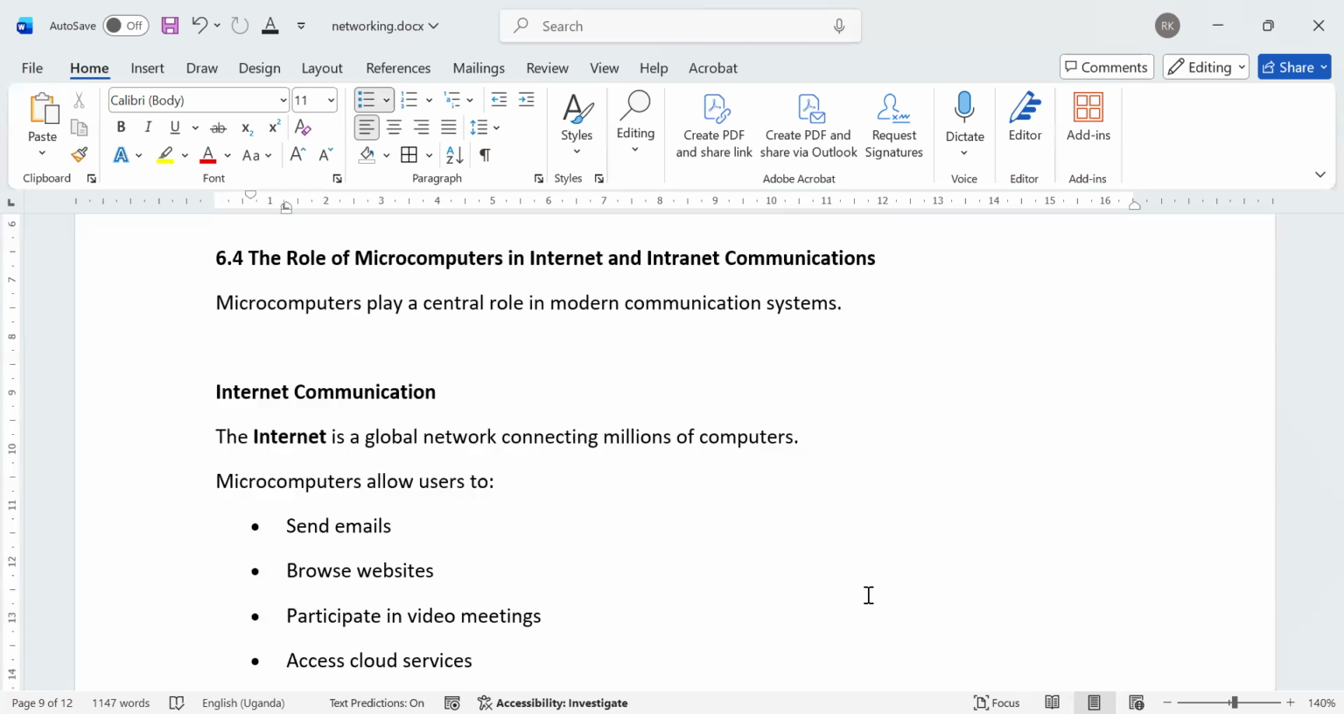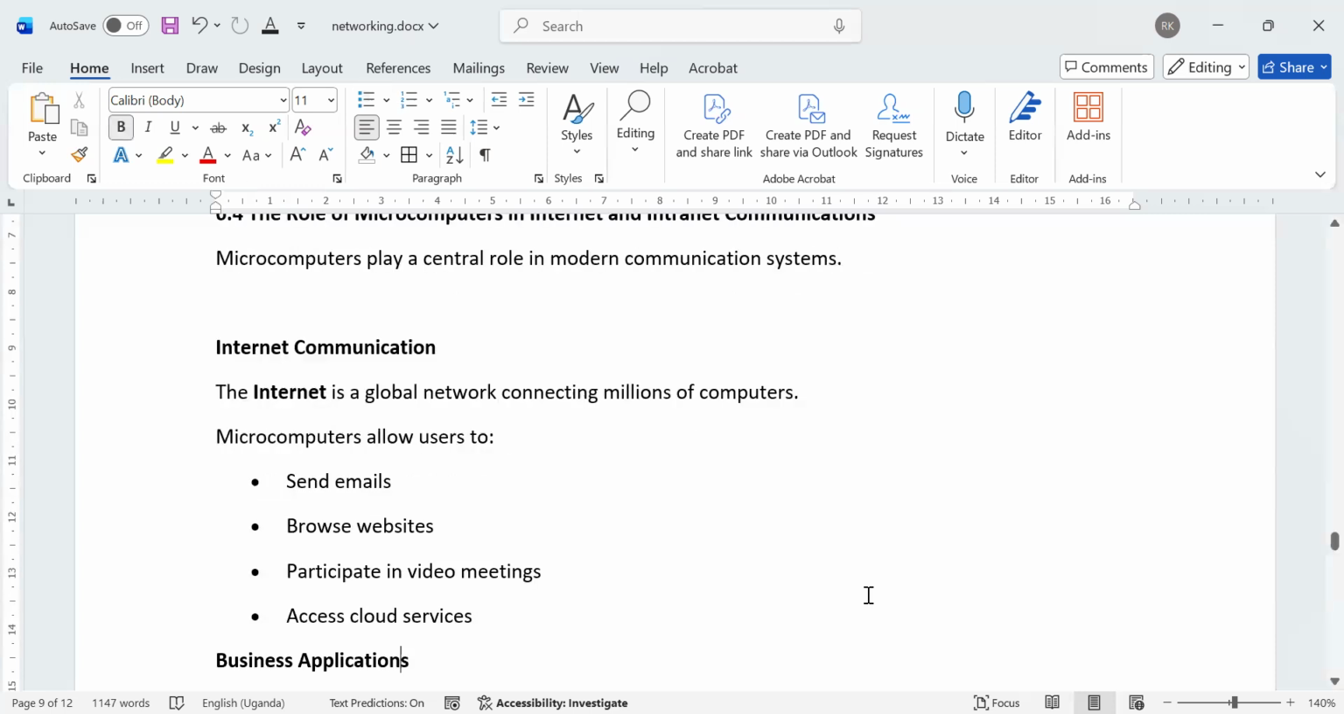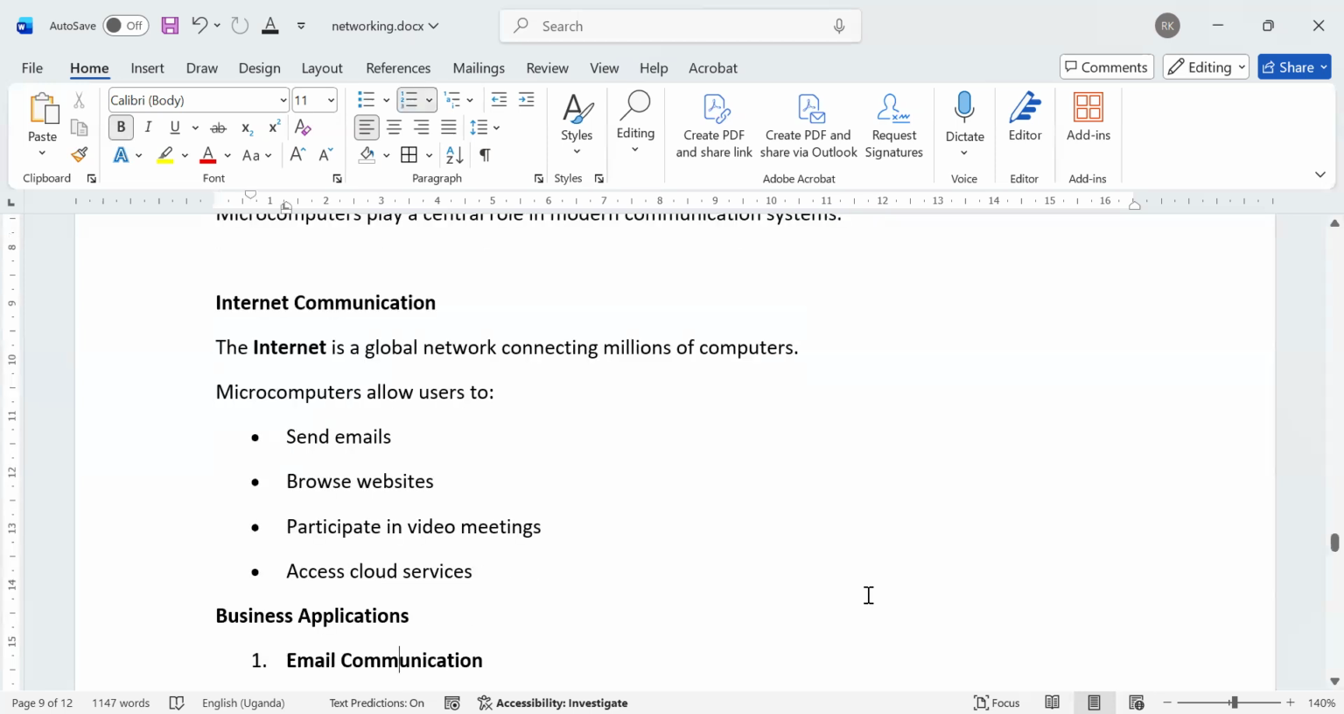So, the role of microcomputers: they play a central role in modern communication systems. This one, I'm sure you can all agree with me. The internet is a global network connecting millions of computers and enables sending mails, browsing websites, participating in video meetings like we are in now, and accessing cloud services. If time allows, I will connect to mine at my workplace and show you how it works.